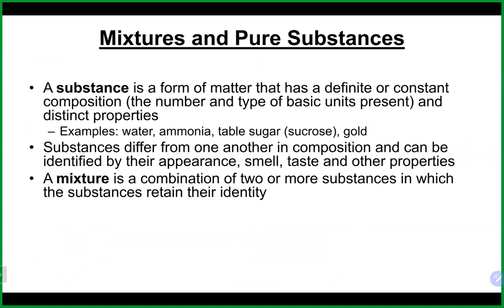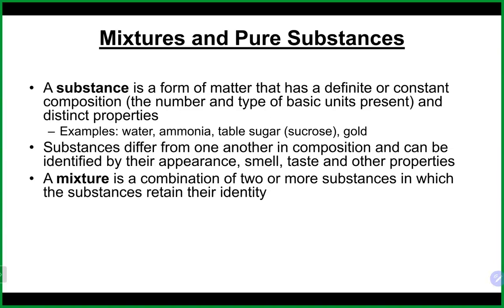So then let's talk a little bit about mixtures and pure substances. A substance or a pure substance is any form of matter that has a definite or constant composition. Water, ammonia, sugar, for example. They also have very unique properties. So if you had water versus ammonia, you could definitely tell the difference by the smell. Ammonia definitely smells much, much different than water. Substances differ from one another by their appearance. Obviously, sugar looks different than gold, and that looks different than water.